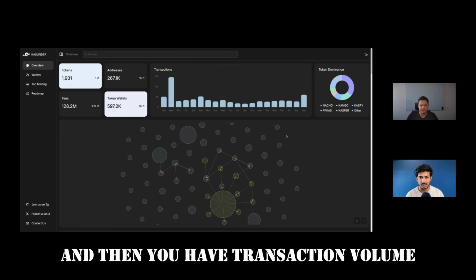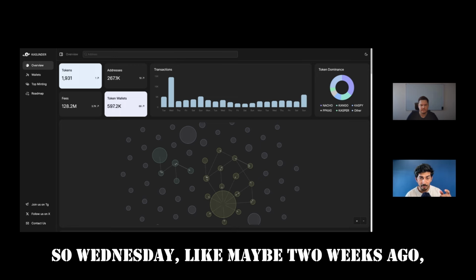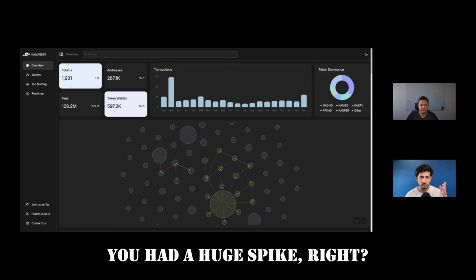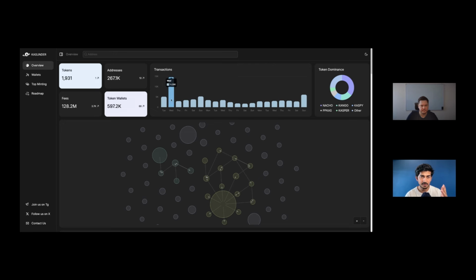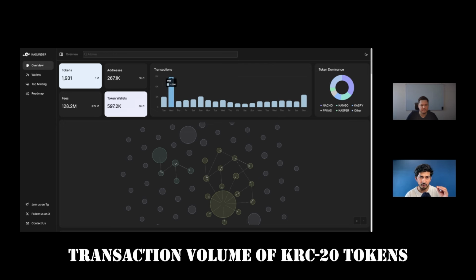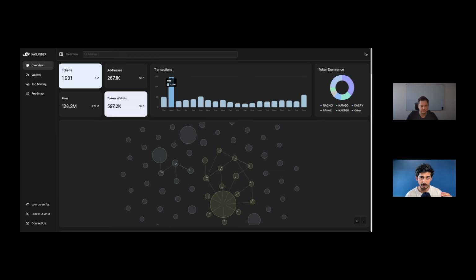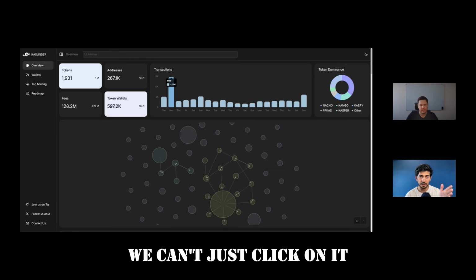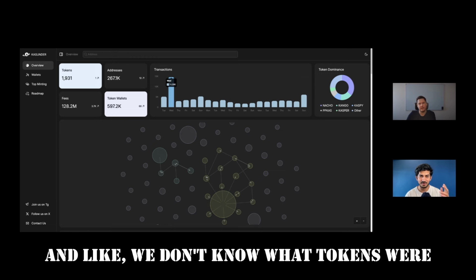And then you have transaction volume. So Wednesday, maybe 2 weeks ago, you had a huge spike, right? Yep. So this is the transaction volume of KRC20 tokens. Yes. Can't we just click on it and see what happened that day? Like, we don't know what tokens were involved.